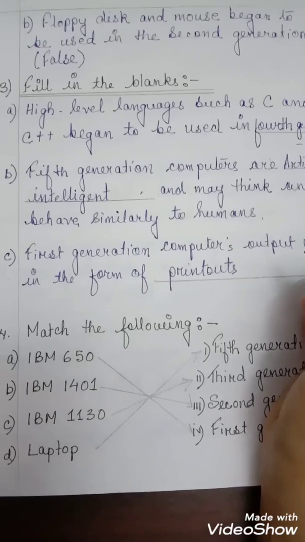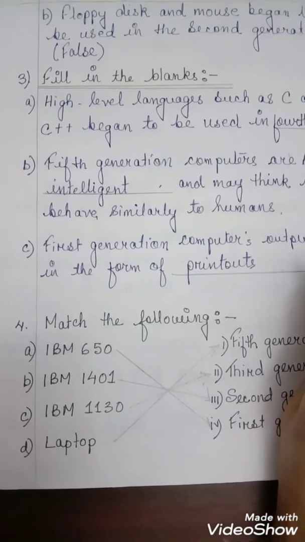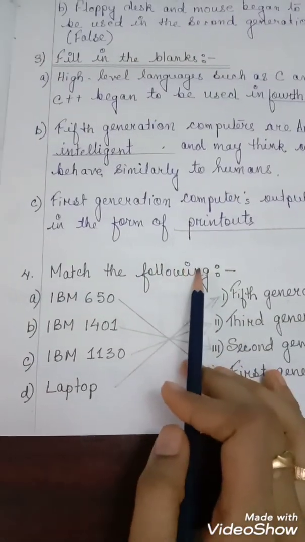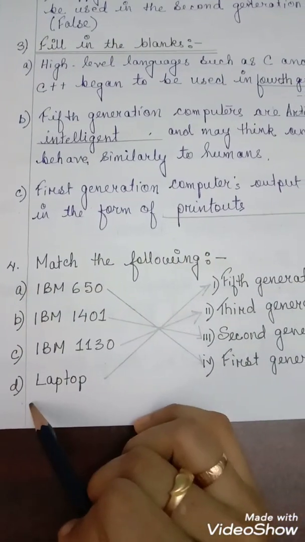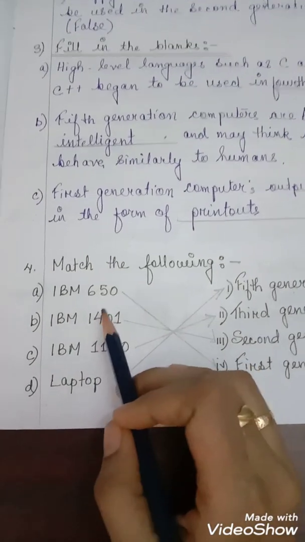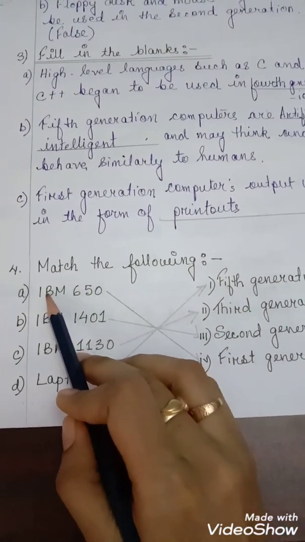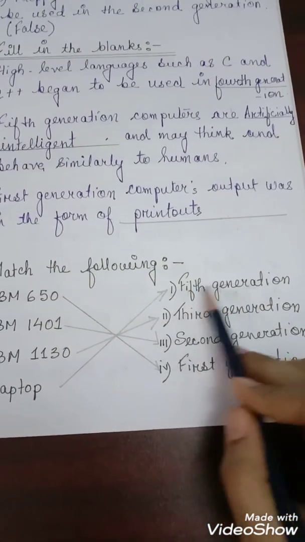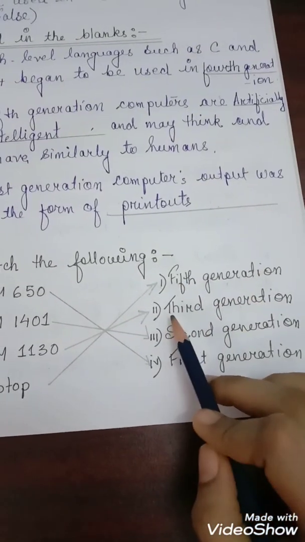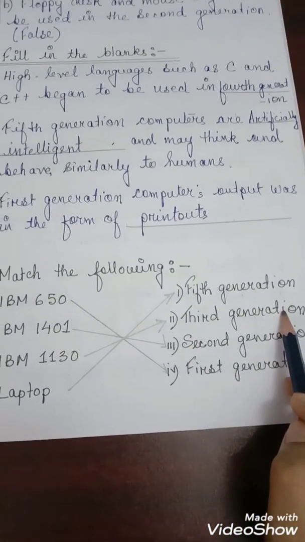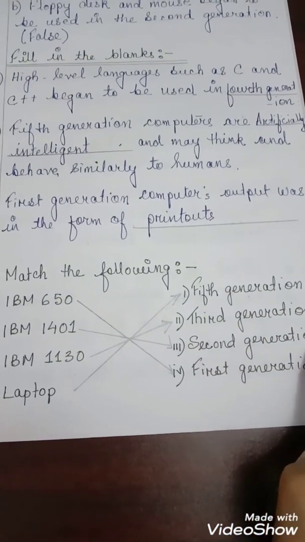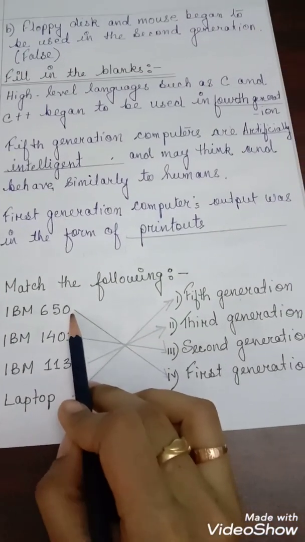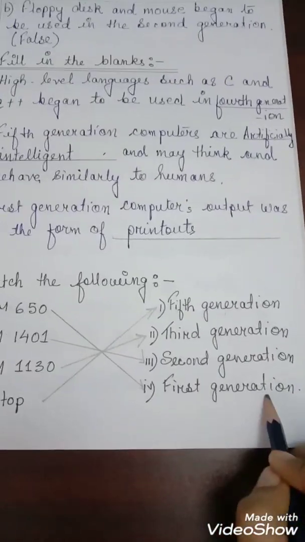Clear, children? Next, we'll move to match the following, number 4. Now, match the following. Four items are given. Right. Number A, IBM 650. So, IBM 650, is it 5th generation? No. Is it 3rd generation? No. Is it 2nd generation? No. So, IBM 650 computer is used in 1st generation.